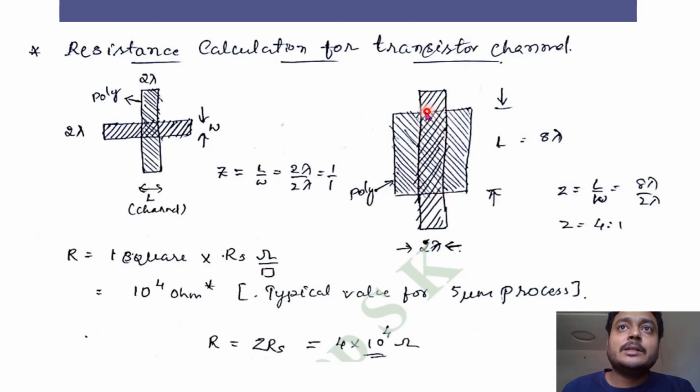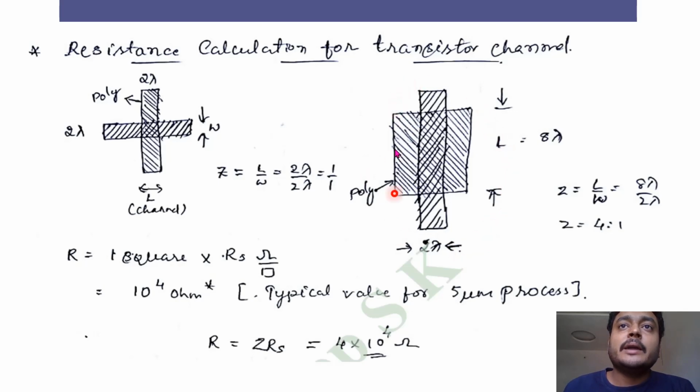This overlapped region is your transistor channel, and your L by W ratio is 8 lambda divided by 2 lambda. That will come out as a 4 to 1 ratio. It may also be 16 lambda and 4 lambda, and then also the ratio will come to 4 to 1. So for this particular example, what will be my resistance?